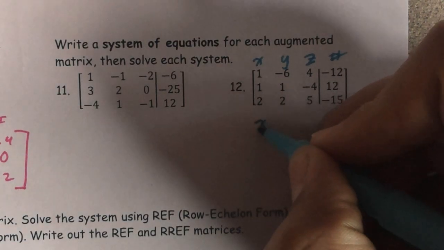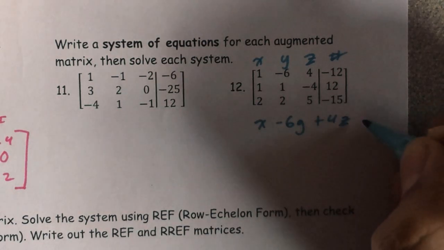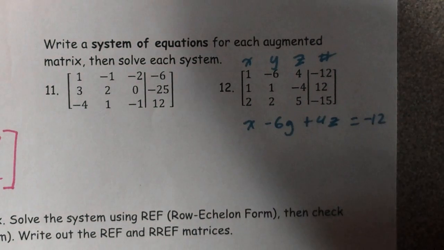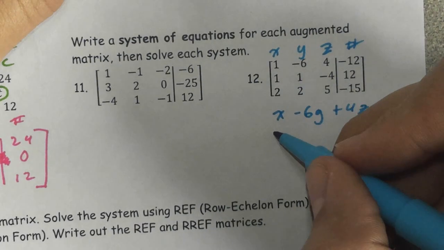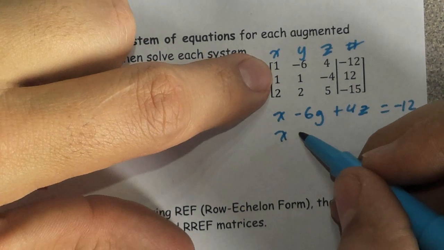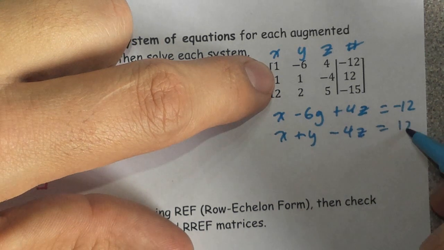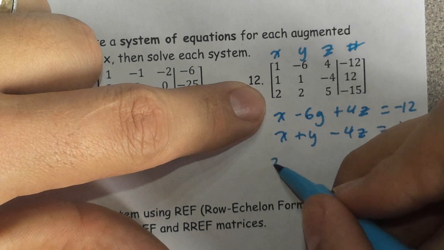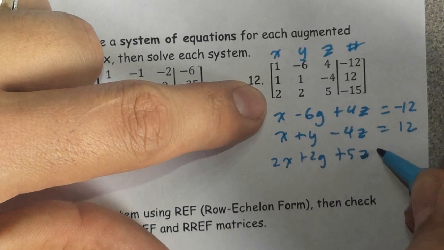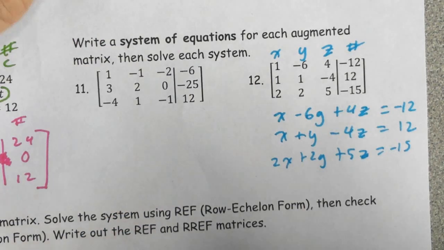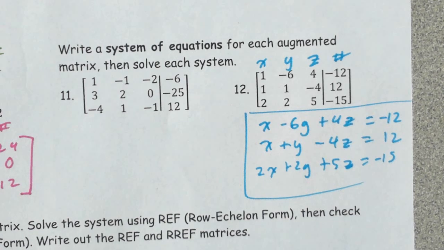So I have X minus 6Y plus 4Z is equal to negative 12. Then I have X on the next row plus Y minus 4Z is equal to 12. Then I have 2X plus 2Y plus 5Z is equal to negative 15. There is my system. That's all we have to do.